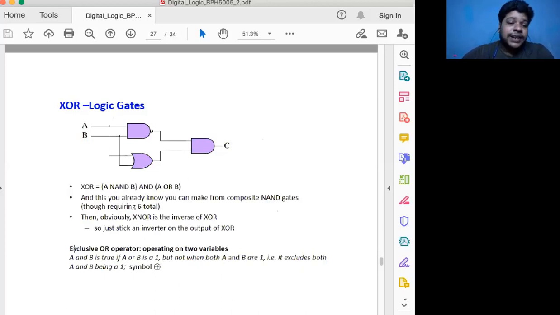This is also called exclusive OR. XOR means exclusive OR operator. In some books it will be written like that, while we say XOR. Otherwise, you can say exclusive OR operator, or exclusive OR logic gate. So this is another name. It's a bit of a bigger name, so I'm calling it XOR, but to say it properly, it is exclusive OR.